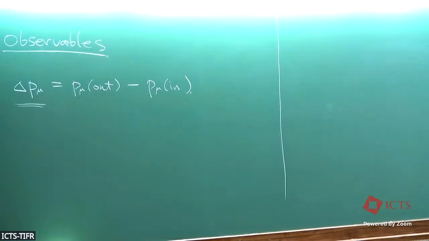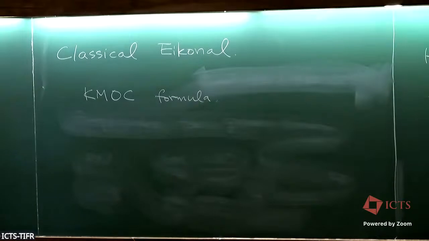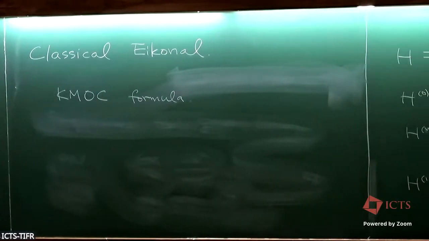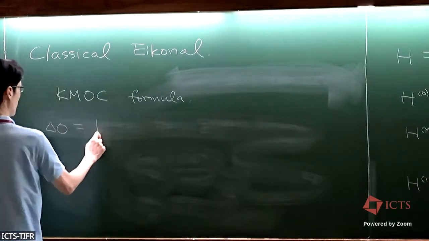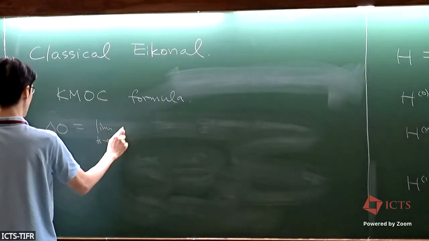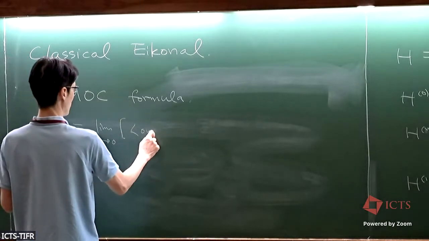When it comes to the methods of extracting observables from amplitudes, one of the most well-known processes is devised by Kosower, Maybee, and O'Connell, and it's usually called the KMOC formula, which came out in late 2018. And the basic idea is extremely simple. You compute the observables in quantum mechanics and take the classical limit.